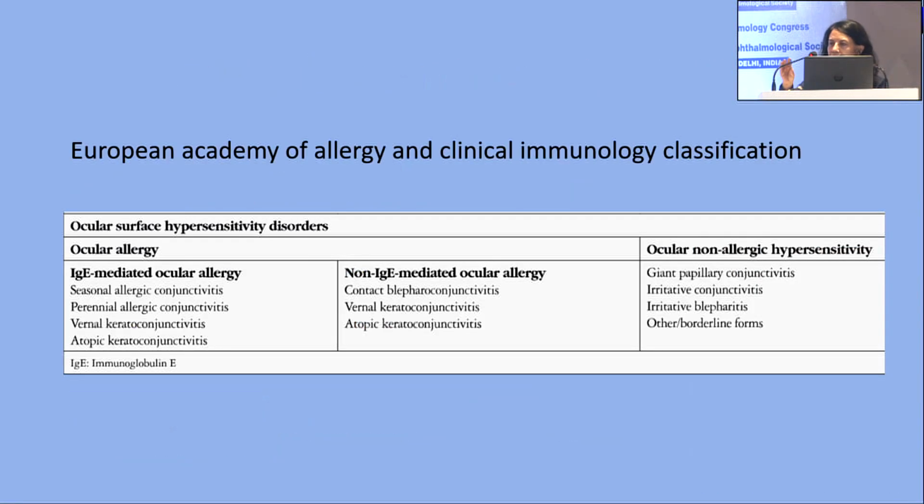Now, there is another classification proposed by the European Academy of Allergy and Clinical Immunology. You can all go through that, but mainly in this classification, one is IgE mediated ocular allergy, one is non-IgE mediated ocular allergy, and another is ocular non-allergic hypersensitivity. So they have classified it in that way, and then VKC comes in both subgroups.